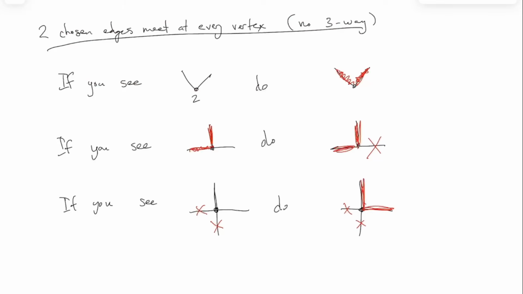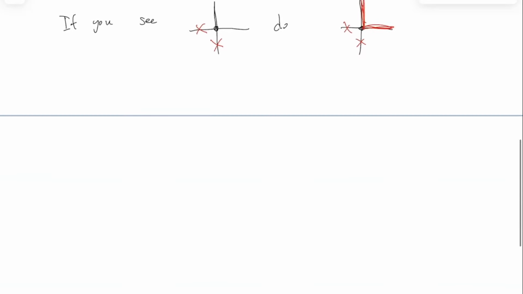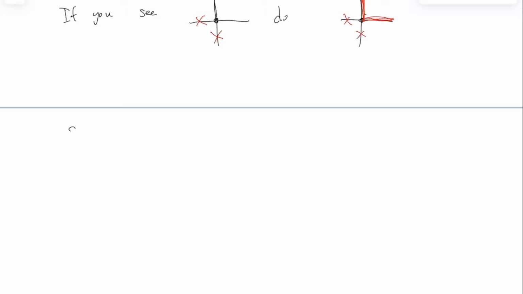All right, this is the no three-way rule, right? You can't have three of these red edges meeting at the same one. And then what about the subcircuits thing? This is really the most common sort of thing that we're going to use these rules here, but the subcircuits thing, I would say, comes up less often, but it's also useful. So no subcircuits.